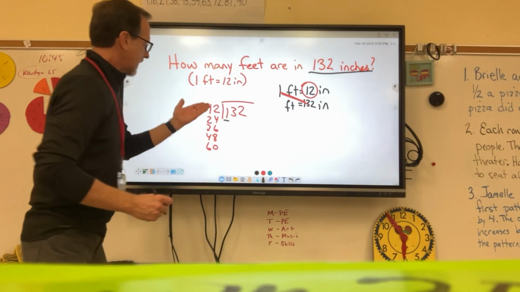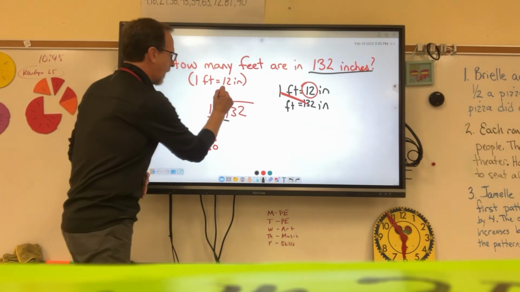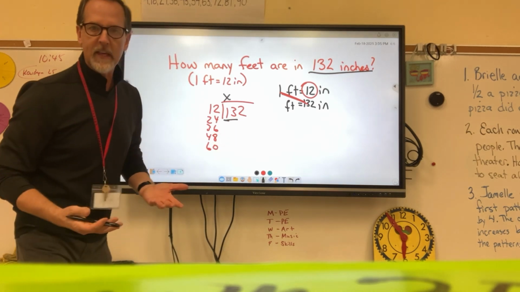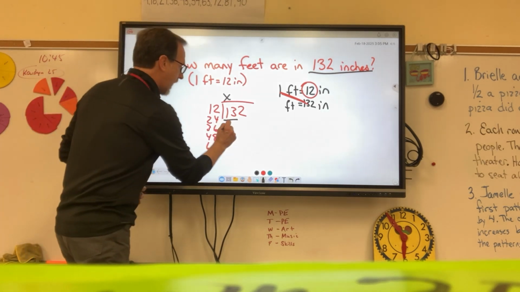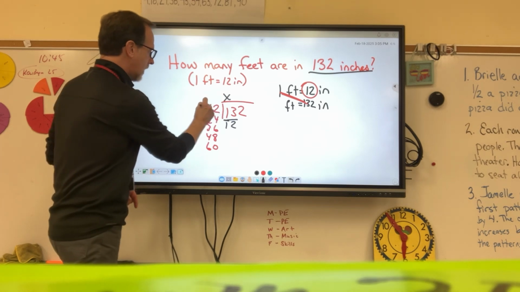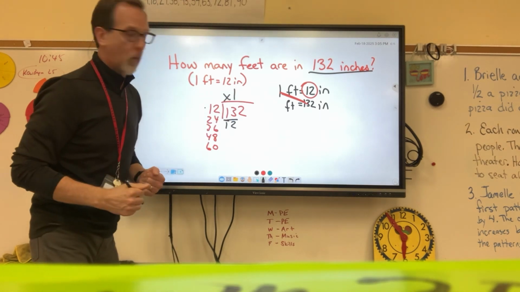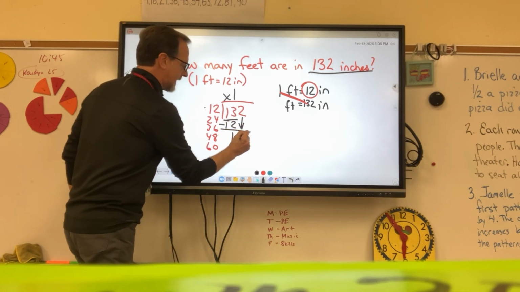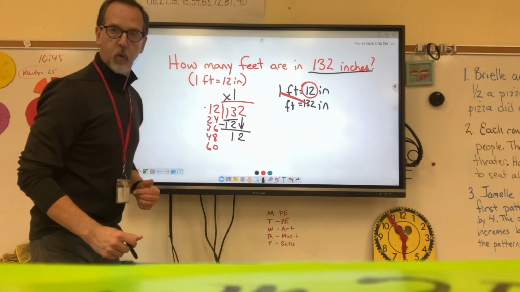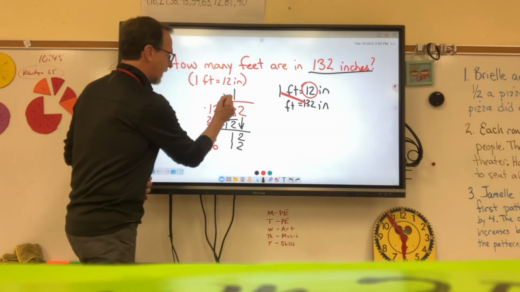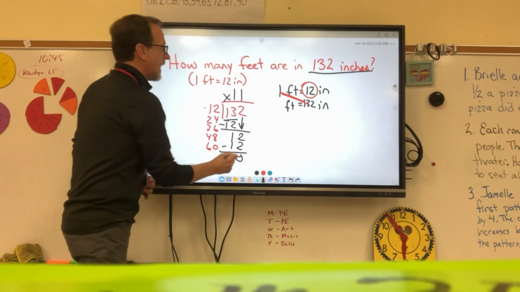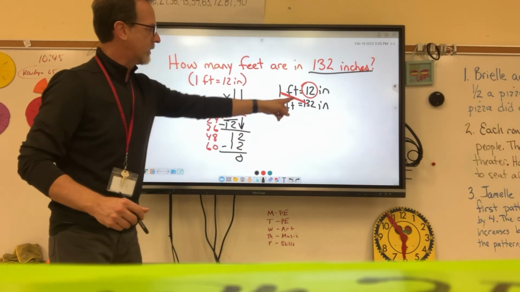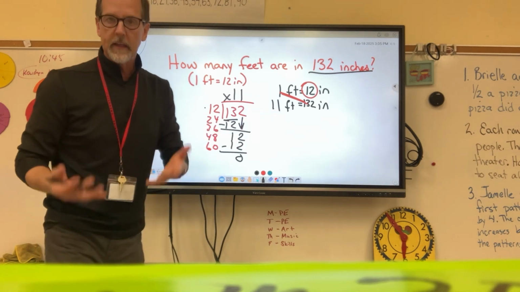Can I take 12 from 1? I can't. So I won't have a hundreds place in my answer. Can I take 12 from 13? I can. What gets me close? 12 gets me close. That's 12 times 1. I'm going to subtract. 3 minus 2 is 1. 1 minus 1 is 0. I'm going to bring down my 2. 12 from 12, it's going to be 12. That's 12 times 1 again. And then up here, how many feet was it? It was 11 feet. 11 feet makes 132 inches.